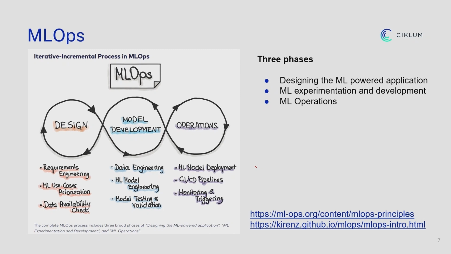Then the following phase is the model development phase. This is the phase where the main goal is to provide the model for production. And here, data engineers prepare the whole infrastructure and prepare data, so they are accessible for machine learning engineers. And machine learning engineers create the pipelines for training, validation, and test.